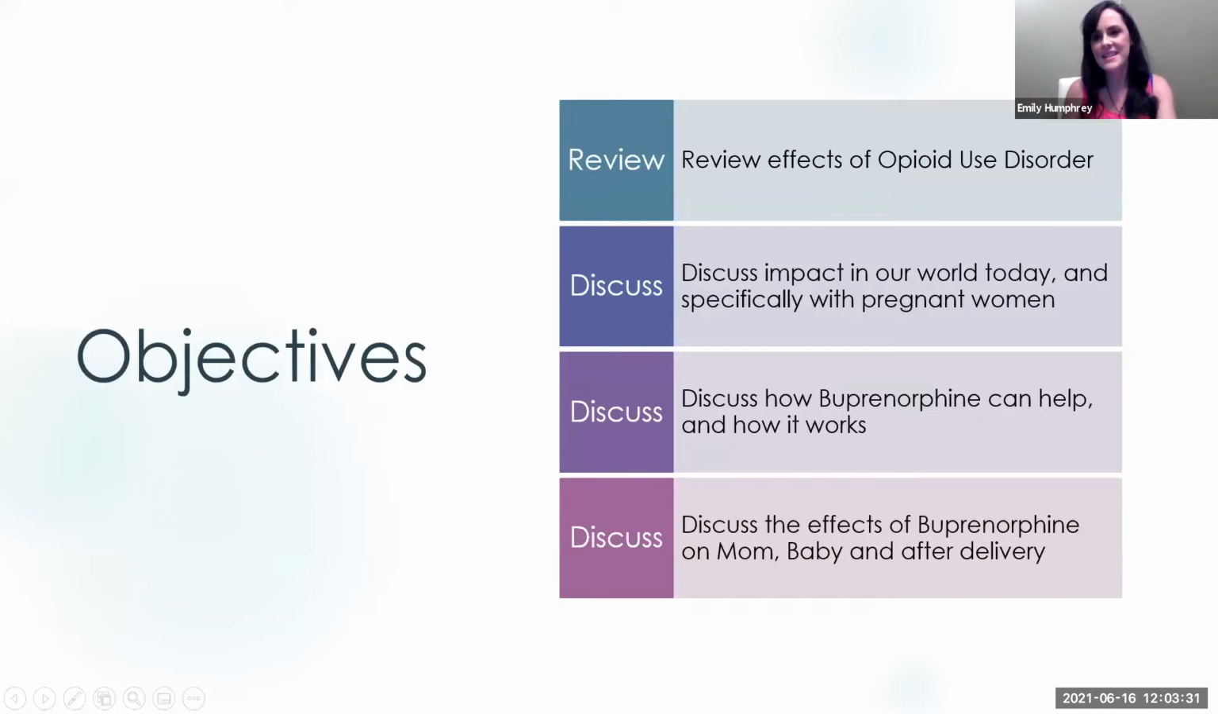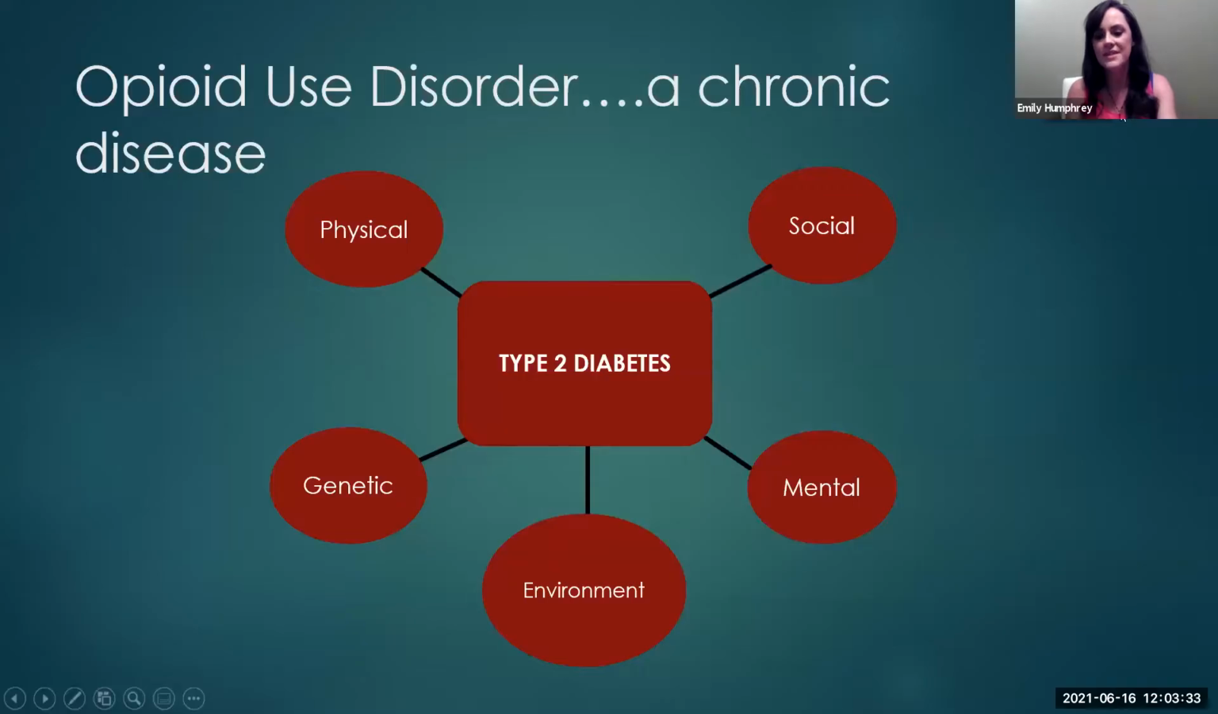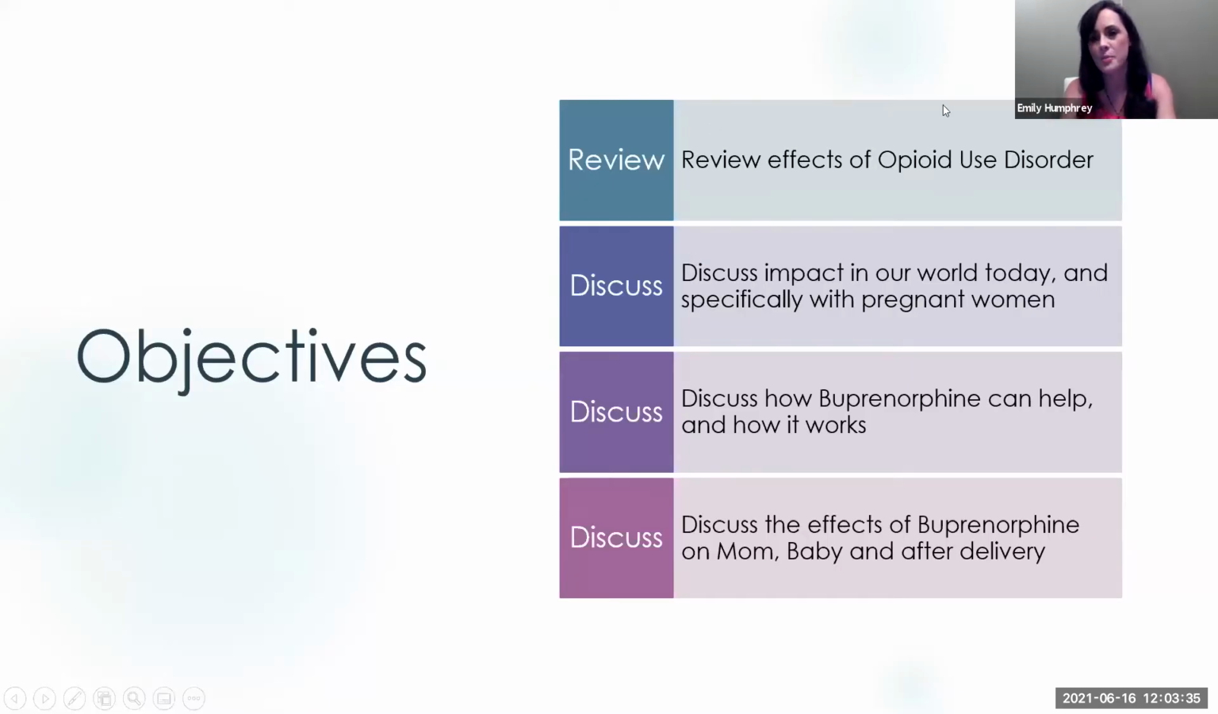So our objectives today, first, we are going to go over the effects of opioid use disorder. A lot of this you probably already know, but since I don't know where everybody's coming from, I'm going to just start everyone on the same foundation and we'll build on that together. Then we're going to discuss the impact in our world today of opioid use disorders and specifically with pregnant women. Then we're going to move into how buprenorphine can help and how it works. And then lastly, we're going to discuss the effects of buprenorphine on mom, on baby, and long-term.